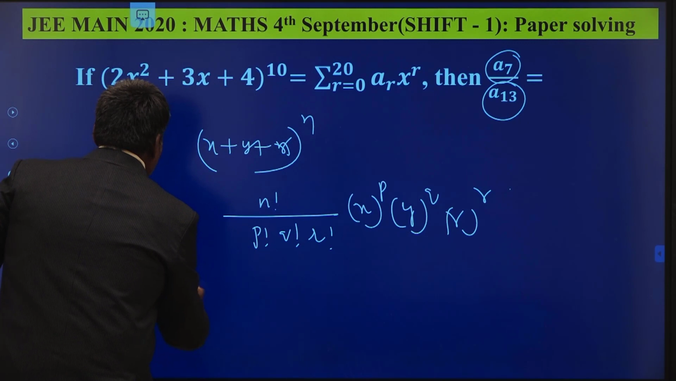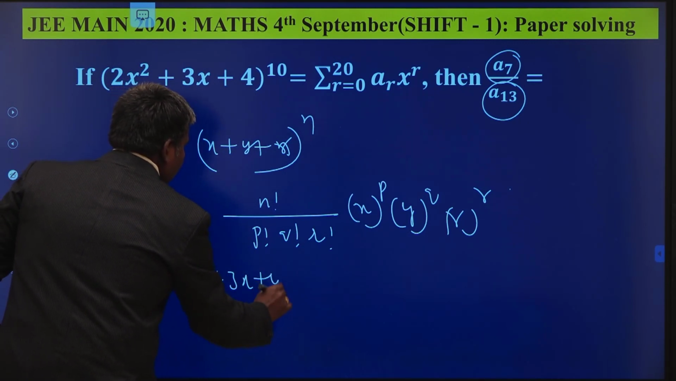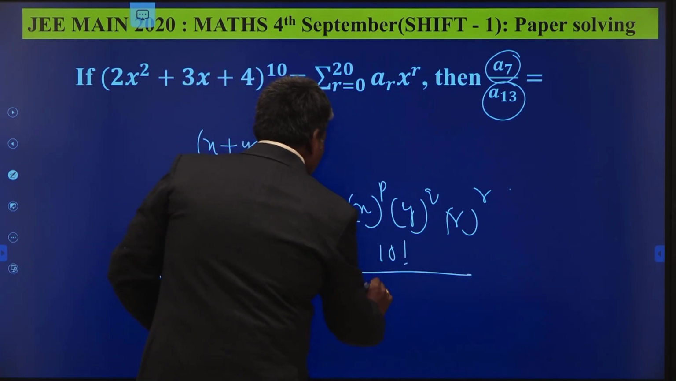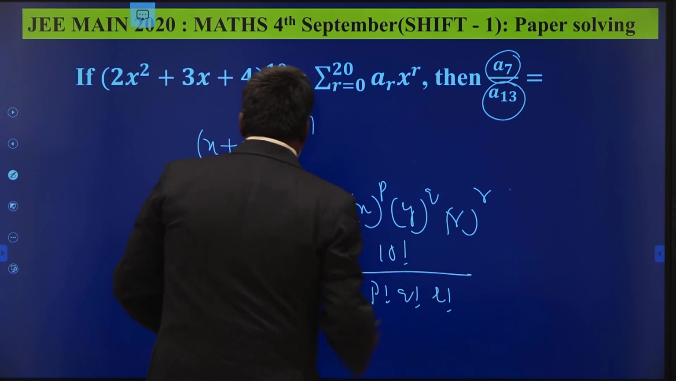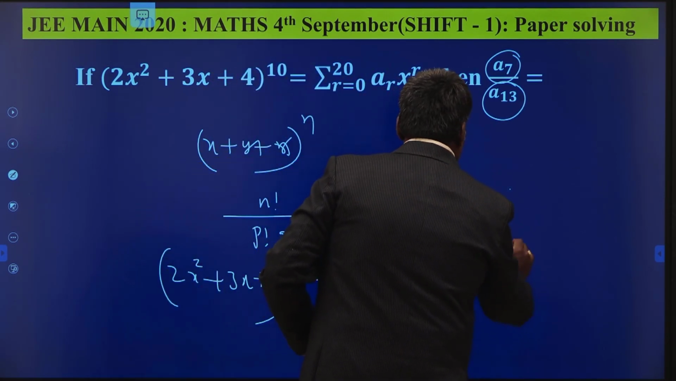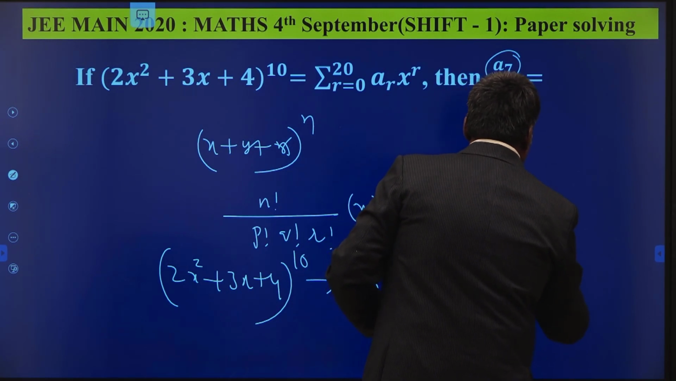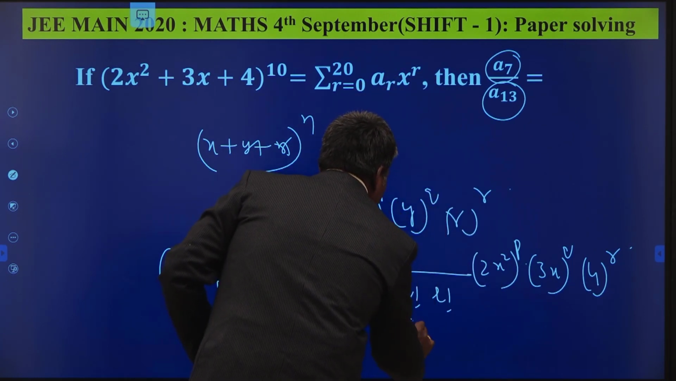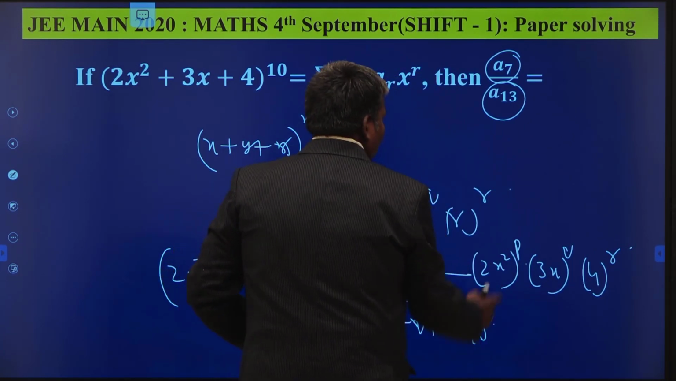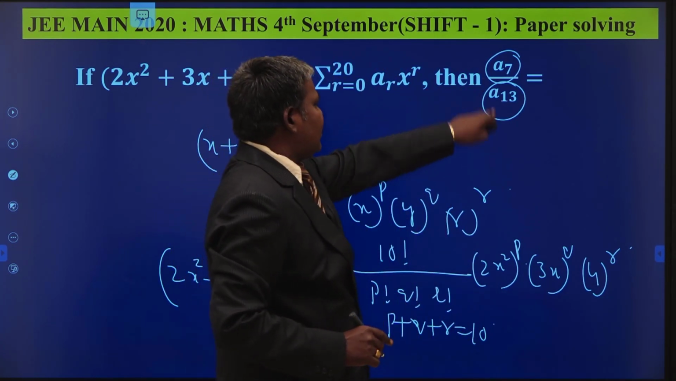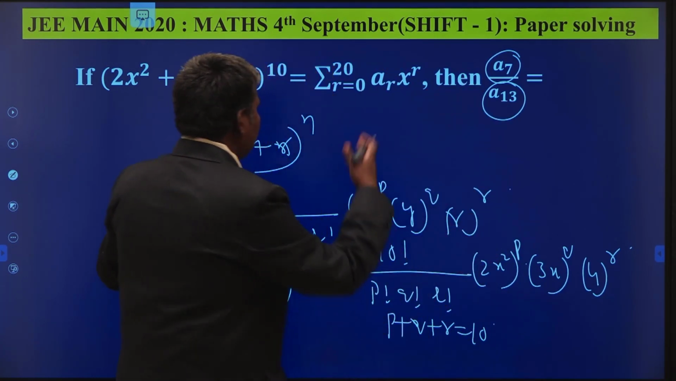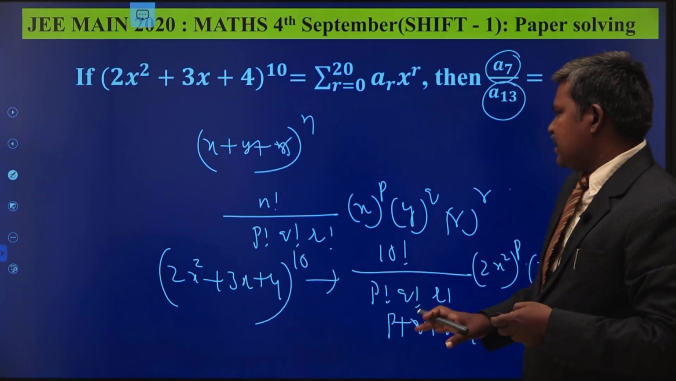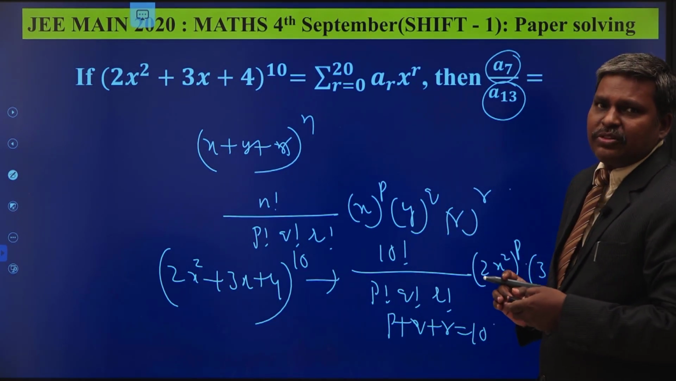For that, what will happen? 2x square plus 3x plus 4 whole to the power of 10. We mean its general term is what now? 10 factorial by p factorial into q factorial into r factorial into 2x square whole to the power of p, 3x whole to the power of q and 4 power r, subject to p plus q plus r is equals to 10. You have to equate the power to first time 7 and then power to 13. We get the value and you can find a7 by a13. Immediately we obtain the required answer. Understand? In this problem we have to use the multinomial theorem.